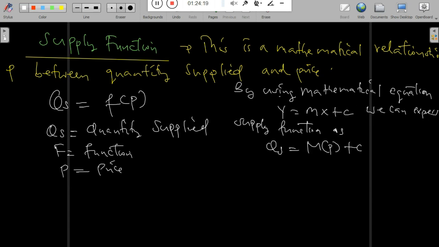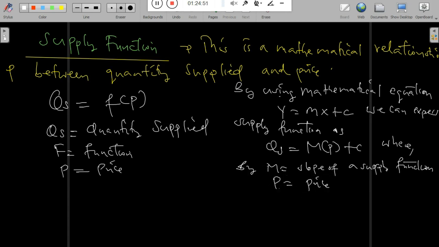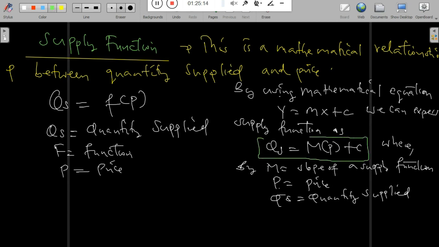By using the mathematical equation Y equals mx plus c, we can observe that m is the slope coefficient and c is the constant. So under a given quantity supplied, we have QS equals MP plus C, where M represents the slope of the function, P represents the price, and C the constant.